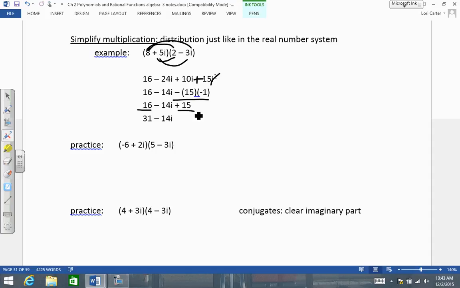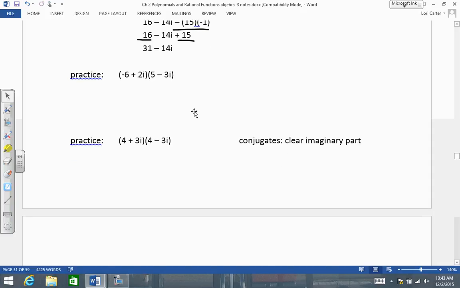Go. You have 2 practices. Make sure you get them both done.